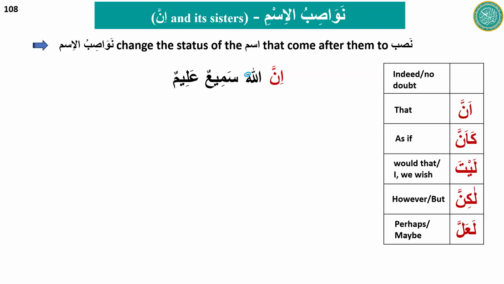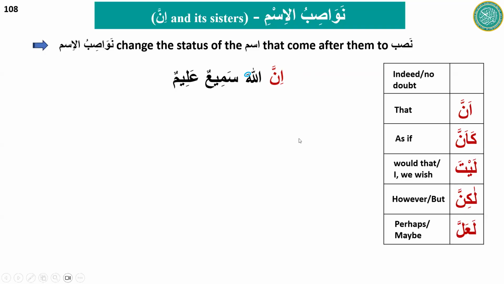Did you see the effect of inna? So now this is a correct sentence. Inna Allah Sami'un Alim. And you see Allah's status, the Ismul Jalala, is now nasab. It is mansoob. Inna, which is a nasib, has changed the status of Ismul Jalala, Allah, to mansoob. Inna is nasib and the Lafzul Jalala, Allah, is mansoob.